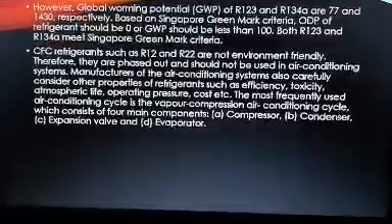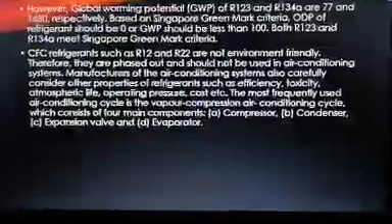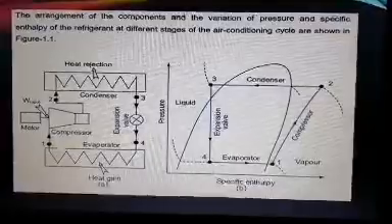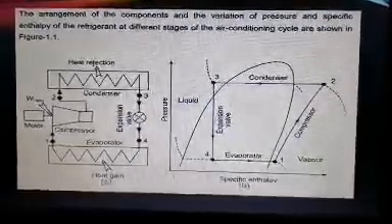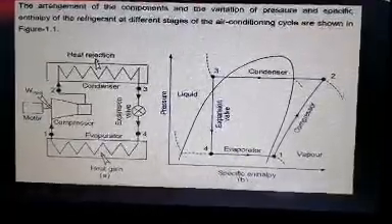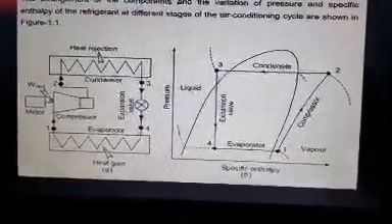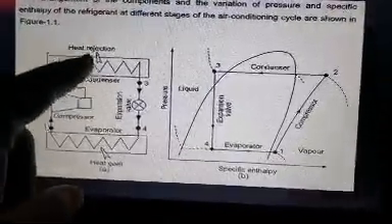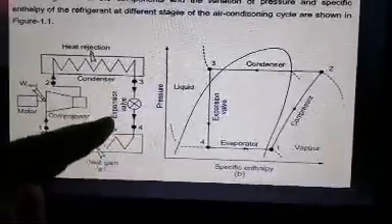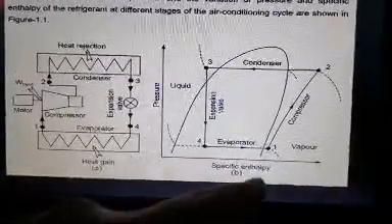of four main components: A. Compressor, B. Condenser, C. Expansion valve, and D. Evaporator. As we look, this is the arrangement of the component and the variation of pressure and specific enthalpy of the refrigerant at different stage of the air conditioning cycle, as shown in figure 1.1. Heat rejection, condenser, motor, compressor, evaporator, expansion valve, pressure over specific enthalpy.